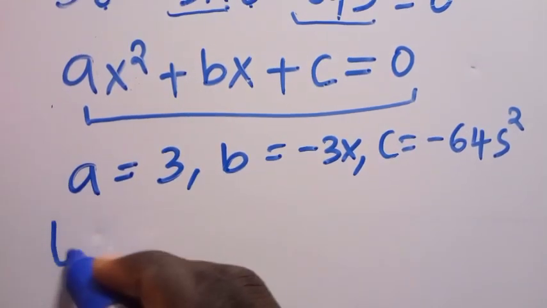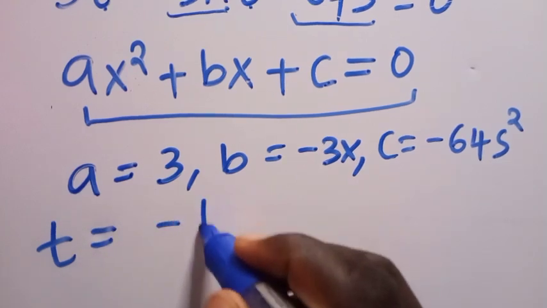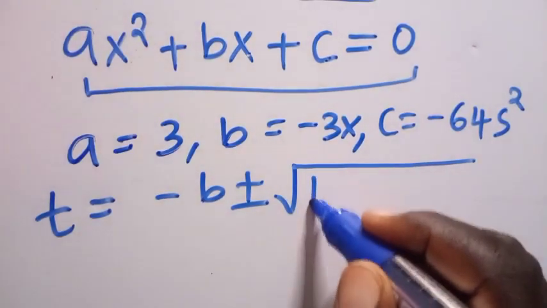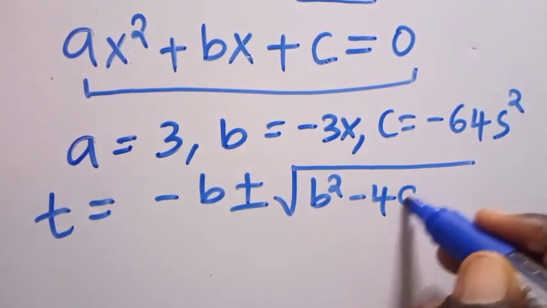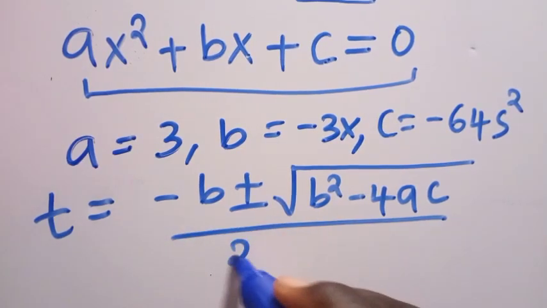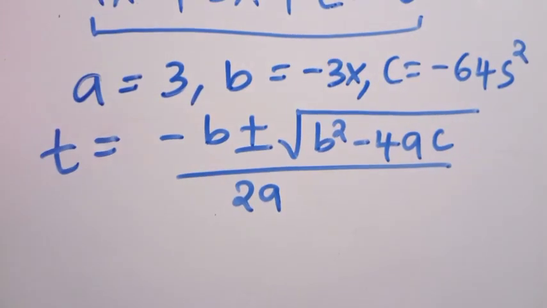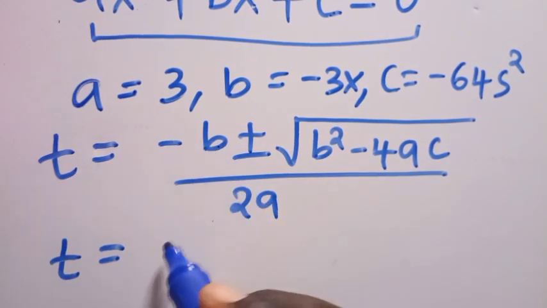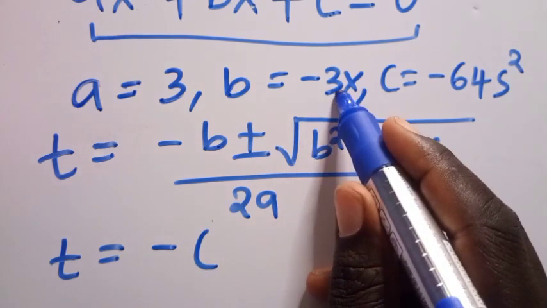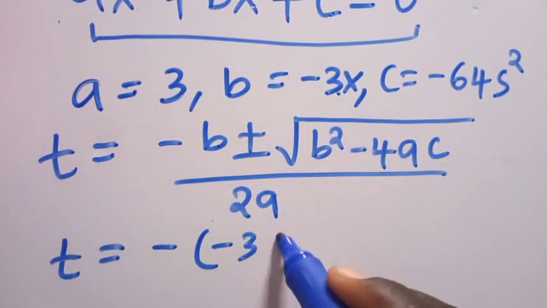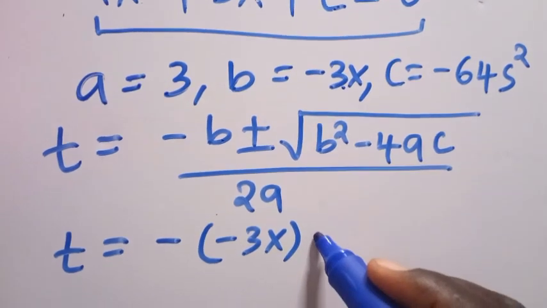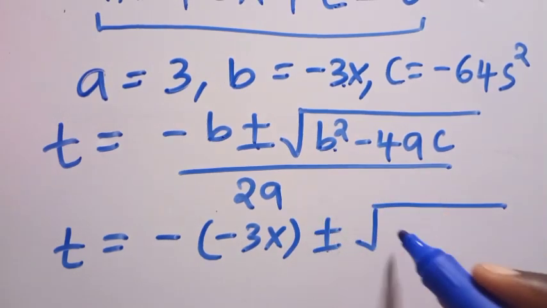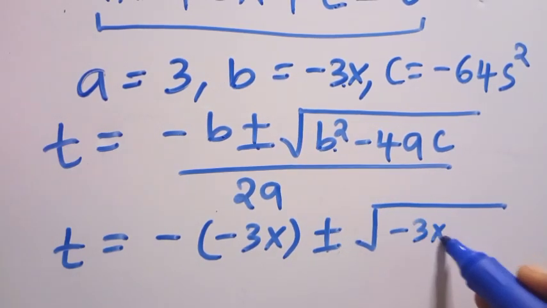The quadratic formula says that t equals negative b plus or minus the square root of b squared minus 4ac all over 2a. Now, that means our t will now be negative b. That is negative, our b is negative 3x, so that is 3x. Then plus or minus the square root of b squared, which is negative 3x, then we square it.